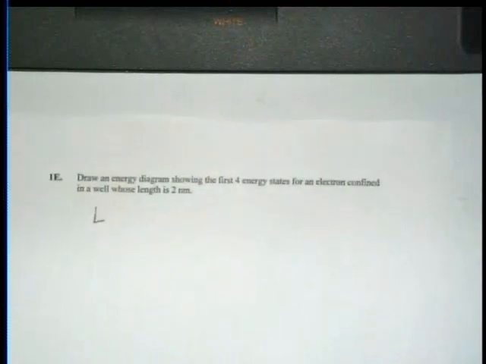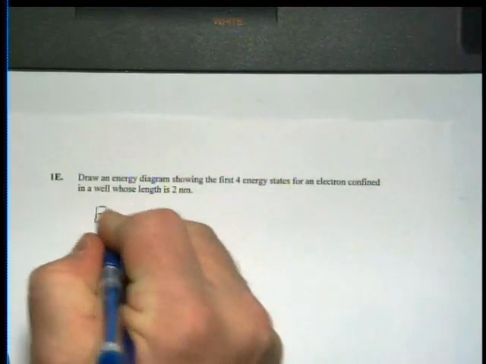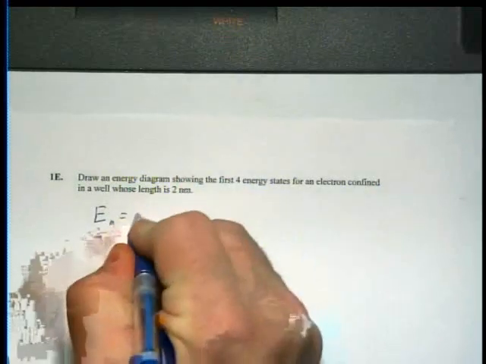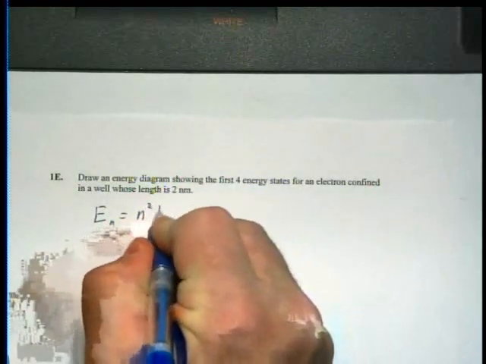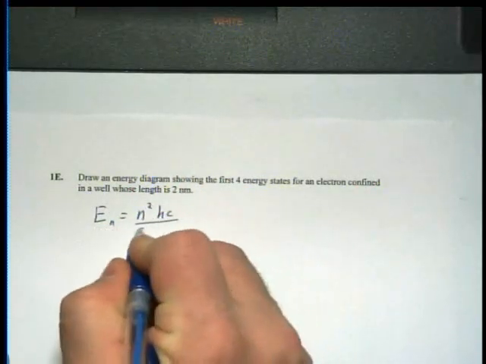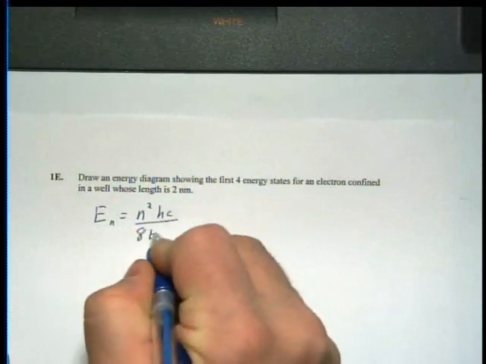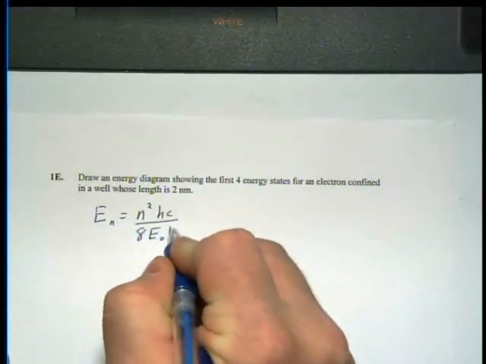Remind you what we finished up with. And then I want to take a look at some of the finer points. We talked about this a little bit at the end of the class last time. So we had hc over 8 times the rest energy times L squared.